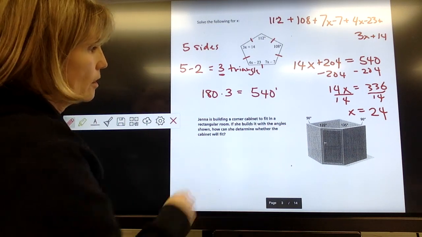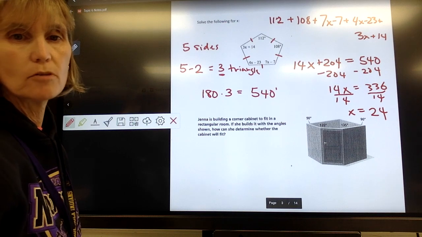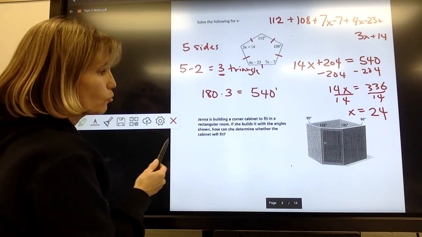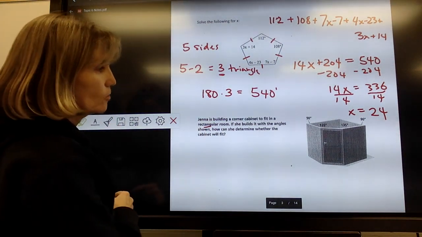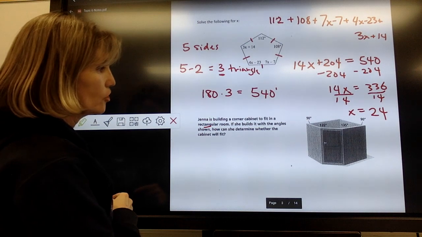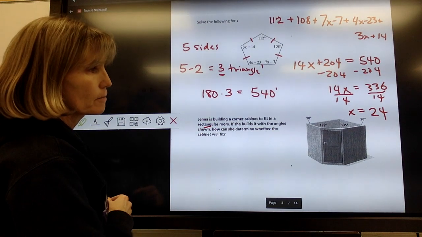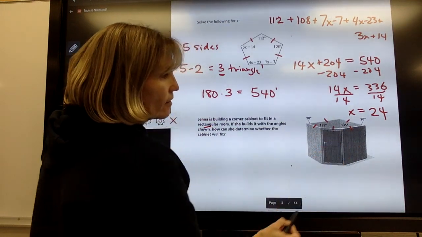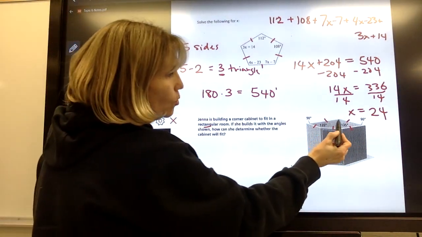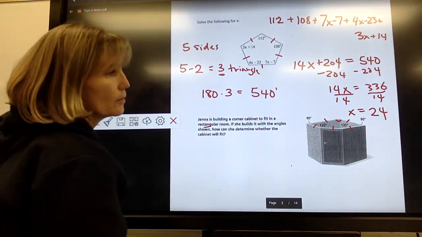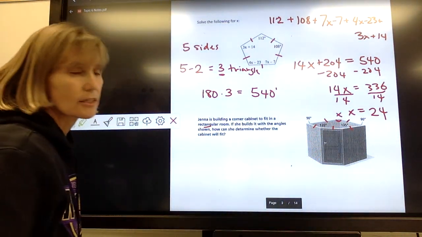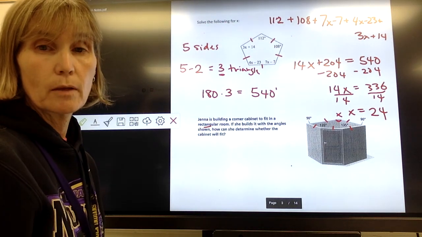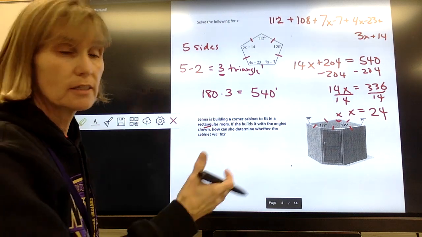Okay, we've got a little cabinet unit here that's going to be used probably in a corner of a house. It says Jen is building a corner cabinet to fit in a rectangular room. If she builds it with the angles shown, how can she determine whether the cabinet will fit? So we've got a 1, 2, 3, 4, 5-sided figure here. This corner right here, we've got to figure out how many degrees that's going to be. If it's going to fit into the corner, how many degrees would it need to be? Probably 90 degrees, right? So let's see what it turns out to be.